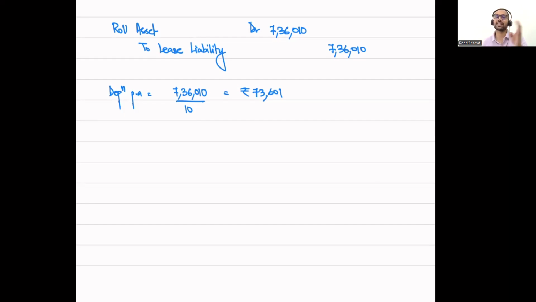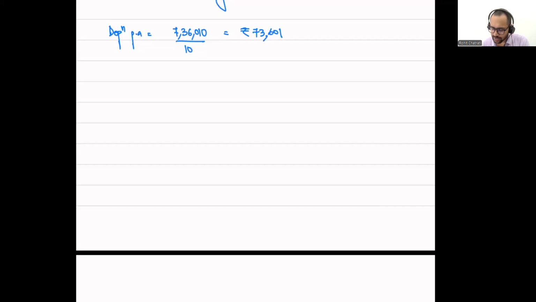Beginning of year 6 is the same as end of year 5. So, I would like to know what is the carrying amount of the ROU asset at the end of year 5. If I have to calculate the carrying amount at the end of year 5, it is going to be the original amount at which I recognize the ROU asset, which is 7,36,010, less depreciation I would have charged for a period of 5 years.